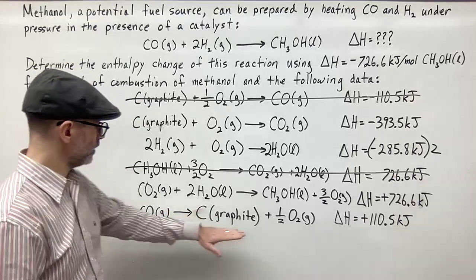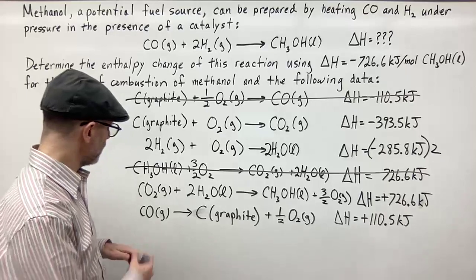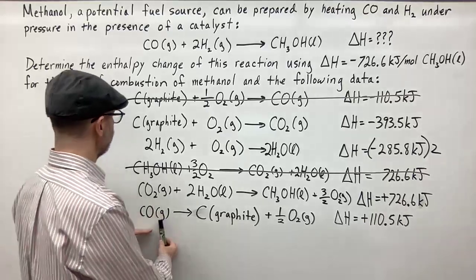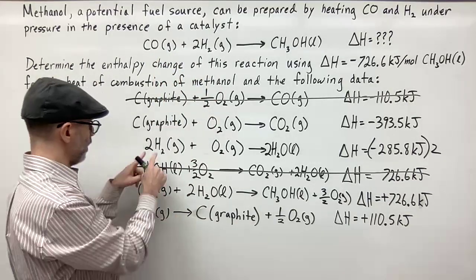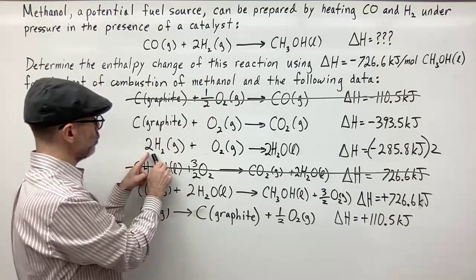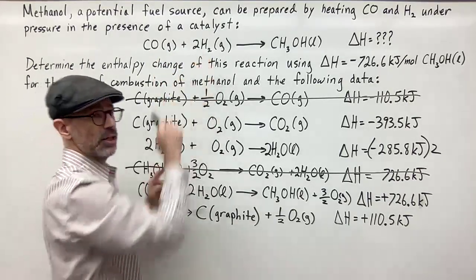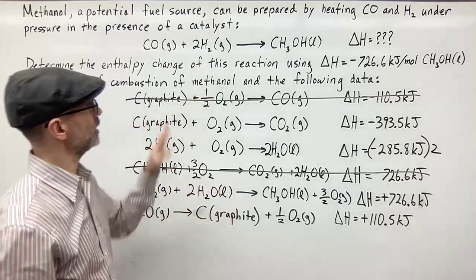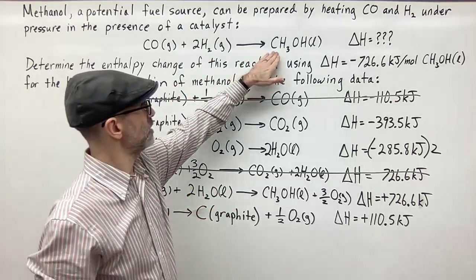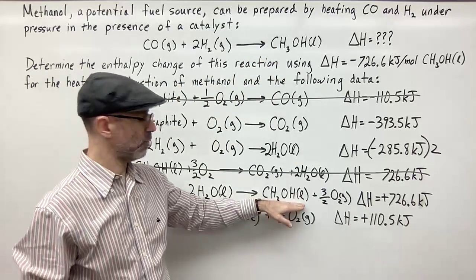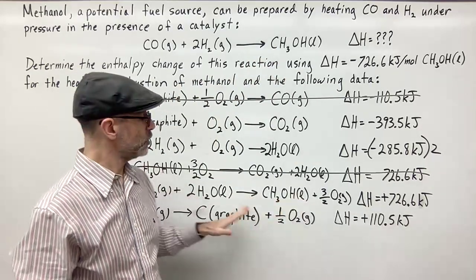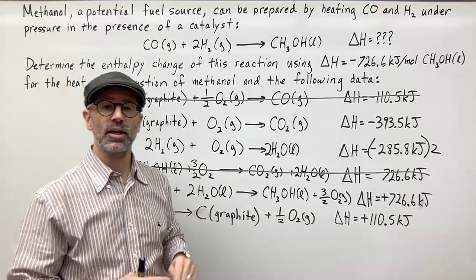And now notice I have graphite here. Now I have the CO. I have carbon monoxide 1, carbon monoxide 1. I have 2H2 gas here. I have 2H2 gas there as a reactant, and I have one methanol molecule here, and I have one methanol molecule liquid here.